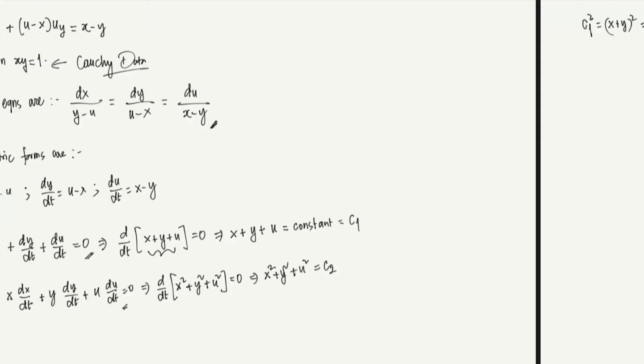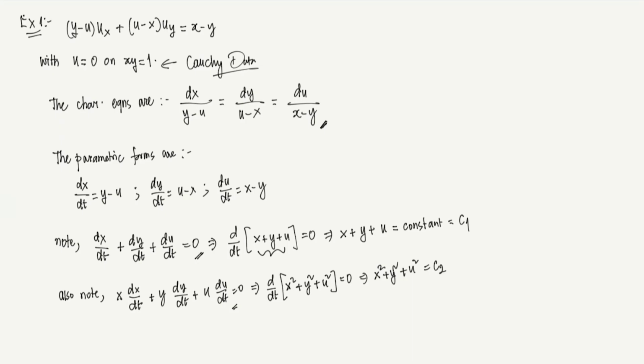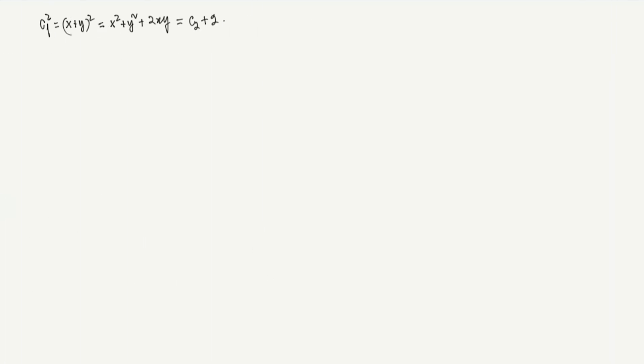Okay, see, the data is u equals 0 on xy equals 1. So basically, if we put xy equals 1 here, then u is going to be 0, and x plus y turns out to be just x plus y. So c1 squared is c2 plus 3, since u equals 0 on xy equals 1 on this hyperbola. Clear?